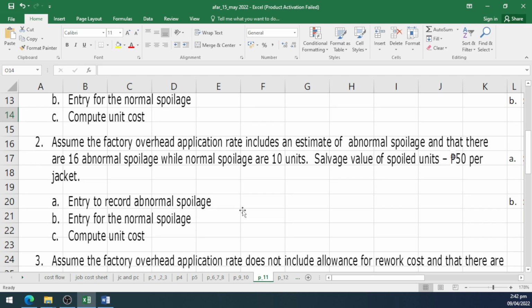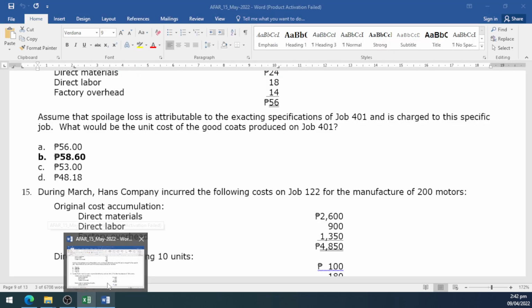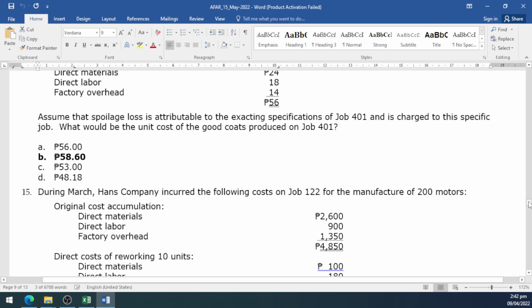isa pang requirement. Assume that overhead rate includes estimate of normal spoilage. That's not abnormal. Please correct. Assume that the overhead rate includes an estimate of normal spoilage and that there are 16 abnormal spoilage while normal spoilage are 10 units. Salvage value, 50 per jacket. I-correct ko yung information saglit, class, ha?